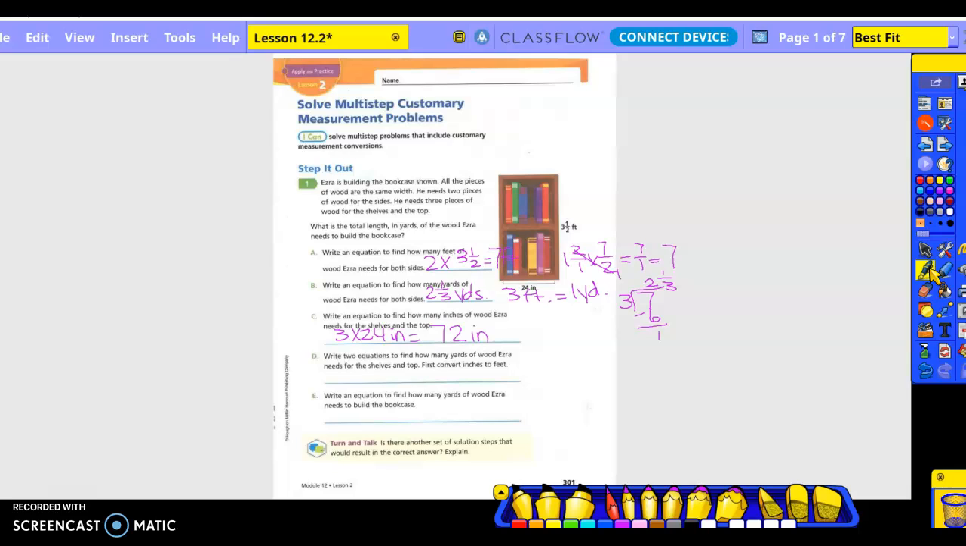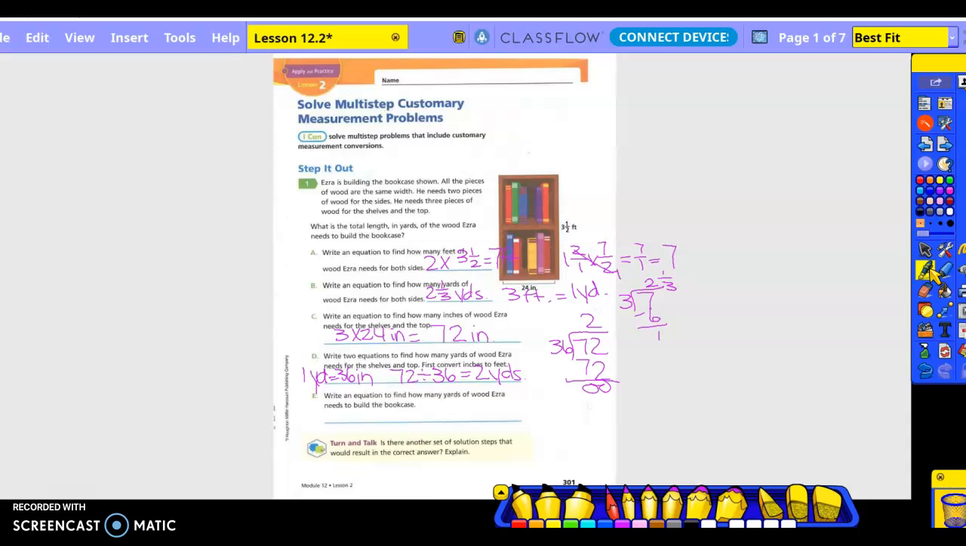Then write an equation to find how many yards of wood Ezra needs for the shelves and the top. So how many inches are in a yard? 12. So 1 yard equals 36 inches. Okay, so we're going to take 72 divided by 36. So 72 divided by 36, anybody know? 2 times 6 is 12. Mentally carry the 1. 2 times 3 is 6 plus 1 is 7. Nothing left over. So he would need 2 yards for the shelves and the top, right?